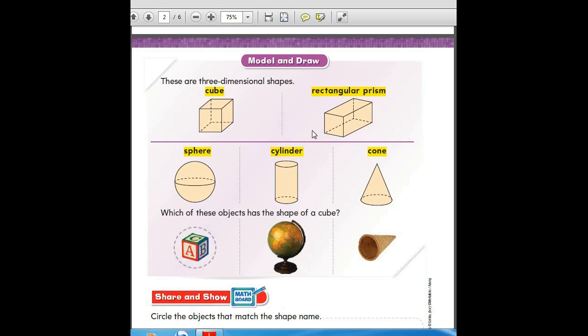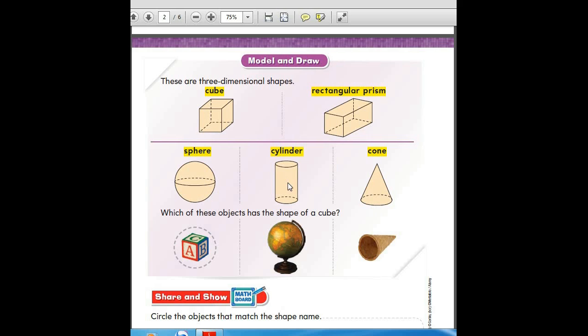Look. And in our real life we have some things that look like a rectangular prism, like a pack of tissue, like the box of shoes. And the third one here is a sphere. And the sphere looks like the ball in our real life, or a marble.